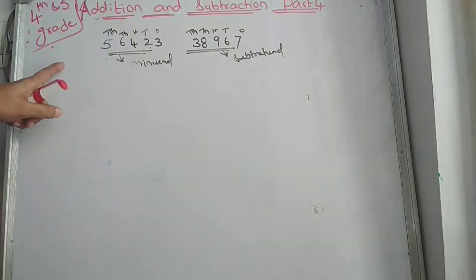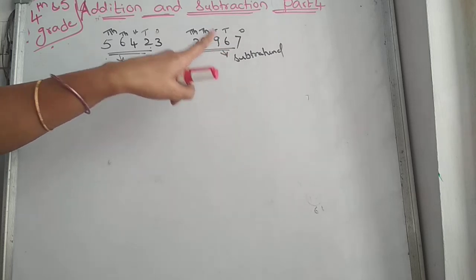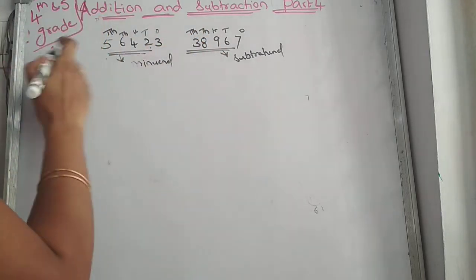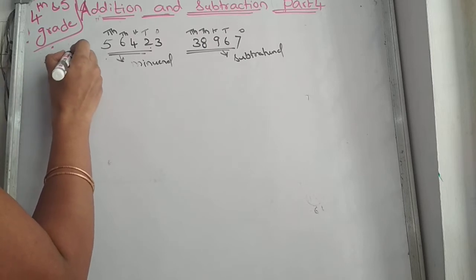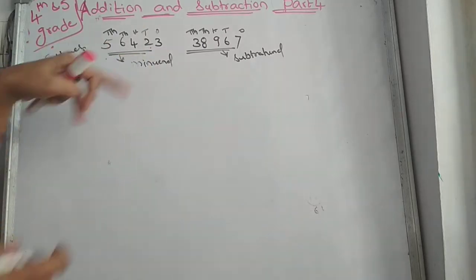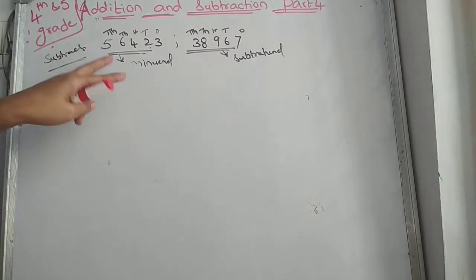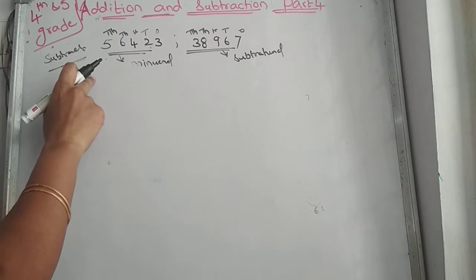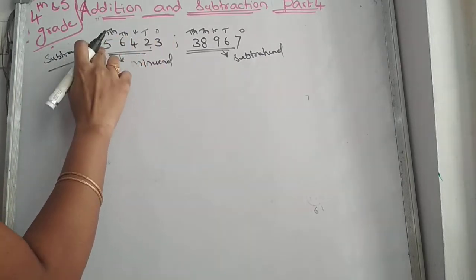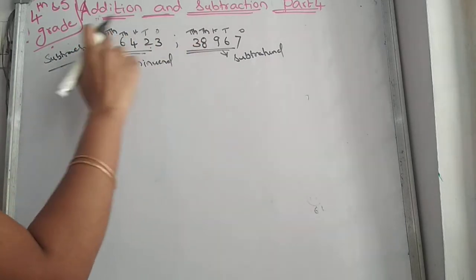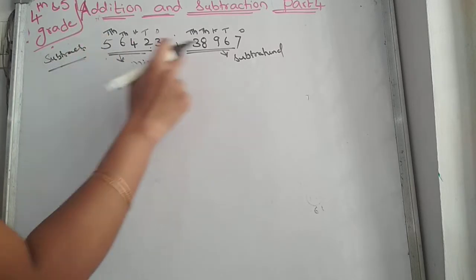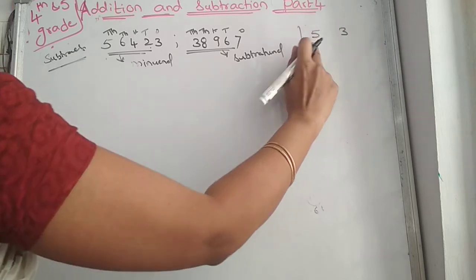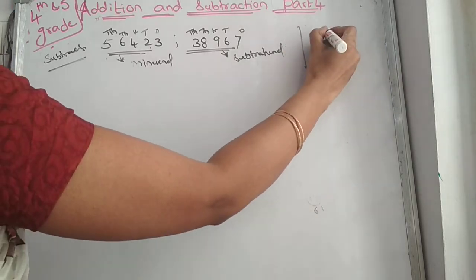If they mention subtract 38967 from 56423, directly you know. But if they give the numbers like this, you first find the minuend, after that you find the subtrahend, then you can do the subtraction. Which one is the big number? See, in the 10,000 place we have 5 here, and in the 10,000 place we have 3 here. Comparing 5 and 3, 5 is the big number.